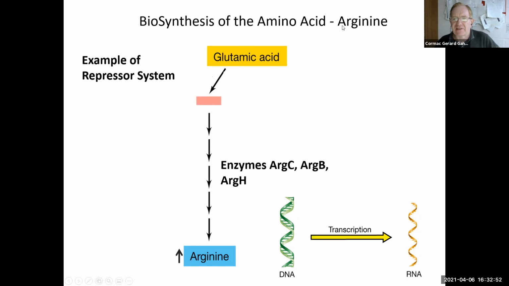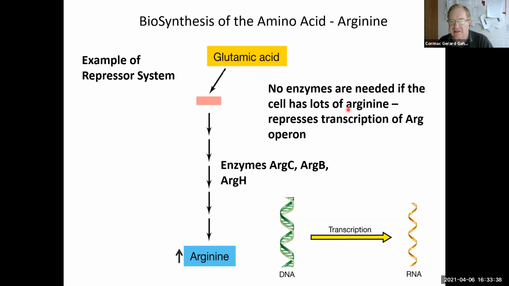if the amino acid arginine is present at high levels. So what you're looking at here is a very simplified version of the pathway for the synthesis of arginine. In other words, when the cell wants to make lots of arginine, it has a synthetic pathway from glutamate all the way through these different steps. Each of these steps is an enzyme. These enzymes make arginine from glutamate, from glutamic acid. So in this scenario, when arginine builds up in the cell, it becomes a high level.